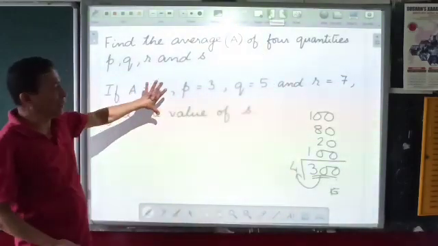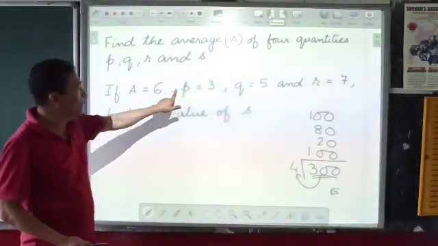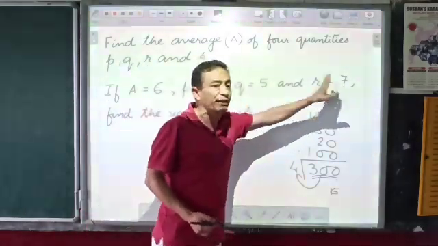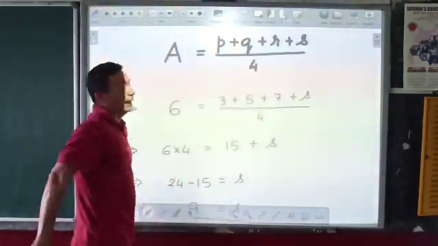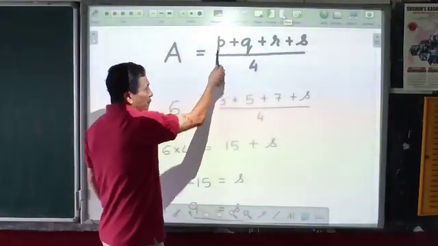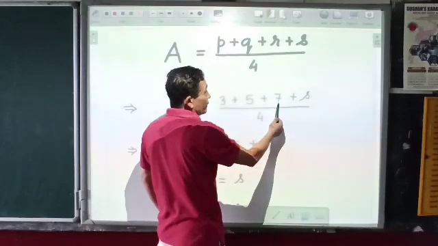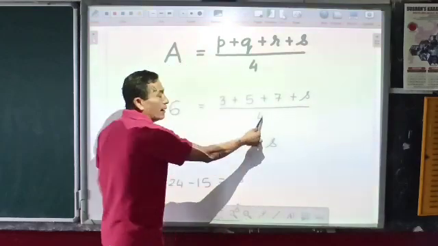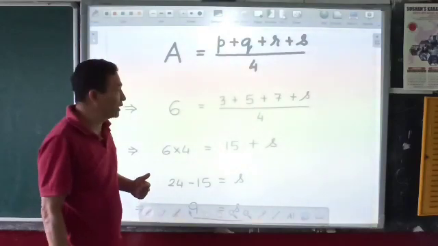Now just going back to the second part of the question. If A is equal to 6, value of A is given, value of P is given as 3, value of Q is given as 5 and the value of R is given as 7. Find the value of S. Now let's go and have a look at this. Value of A was given as 6, value of P as 3, value of Q as 5, value of R as 7, and we don't know the value of S. We are supposed to find this out. So I leave it like that, divided by 4. So what I have done is I have substituted with the values that were given.